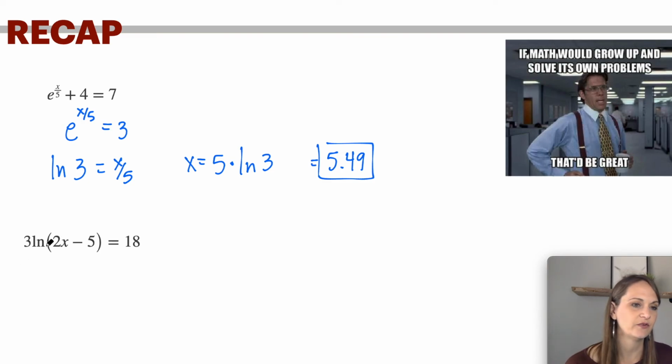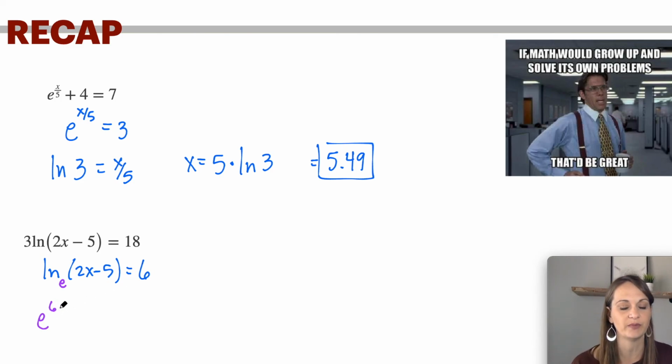In this case, before I mess with the natural log, I first need to get rid of the 3. So natural log of 2x minus 5 is going to equal 6. Now you've got to think of this as an understood base e. So to get rid of the natural log, it means you're raising the other side to the power with a base e. So e to the 6 is going to equal 2x minus 5. So to solve for x, I'm going to add 5 to both sides.